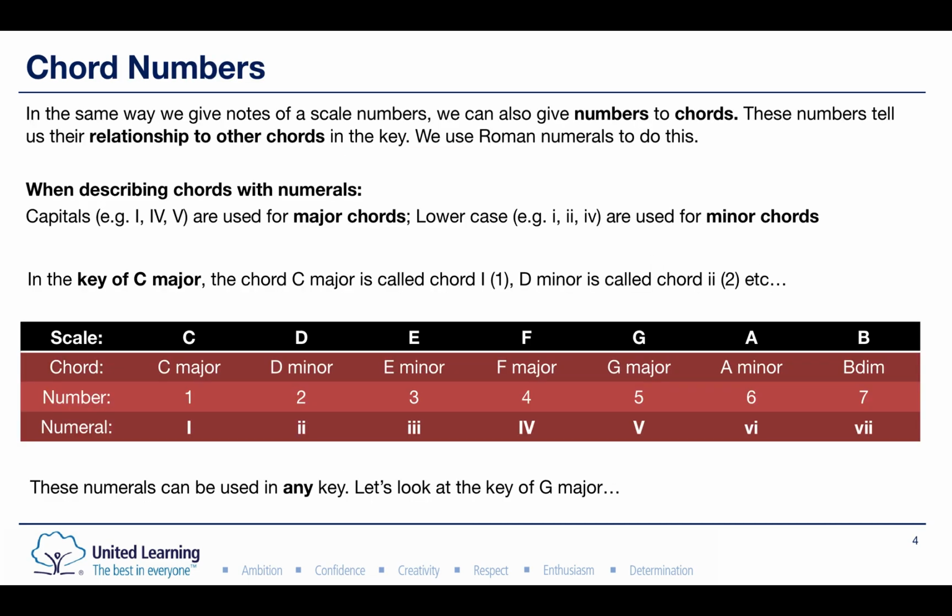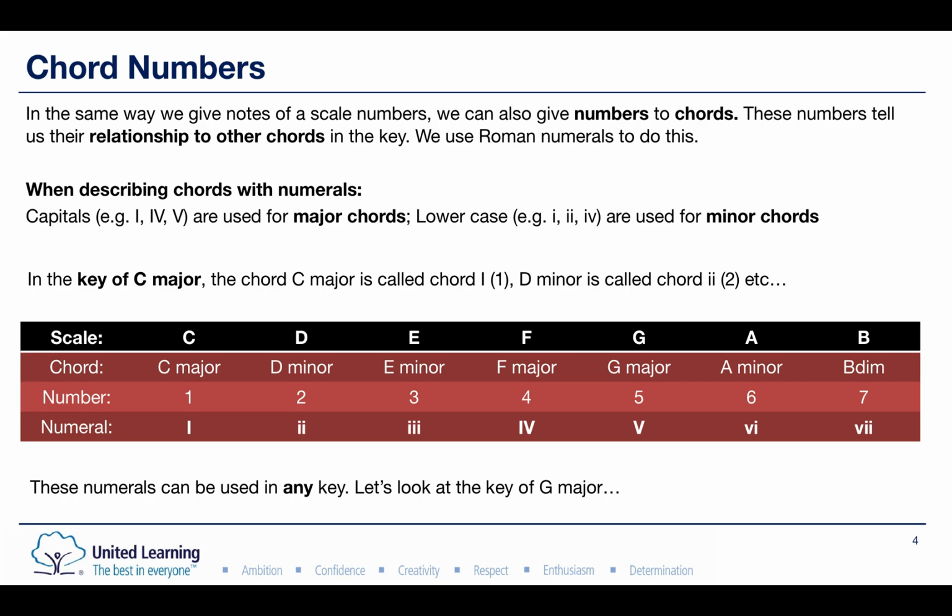So, in the same way that we give notes of a scale numbers, we can also give numbers to chords. These numbers tell us their relationship to other chords in the key. We use Roman numerals to do this, and you've seen this when we studied this at school. When describing chords with numerals, capitals are used for major chords, and lowercase Roman numerals are used for minor chords.